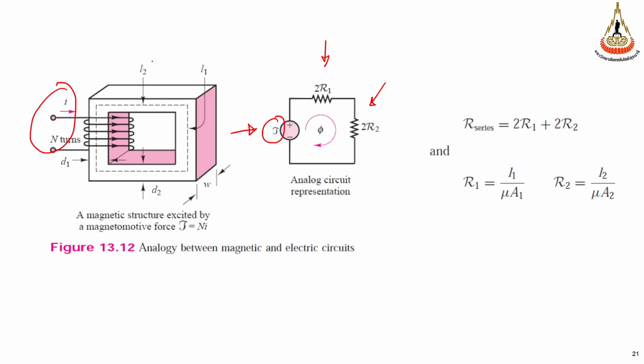So this part has L2 and this has L1. If we calculate, this is L divided by mu A of this part, and L divided by mu A of this part, different parts connected together. We have two R1 and two R2. In series form, we just add them together in this circuit here, like this.